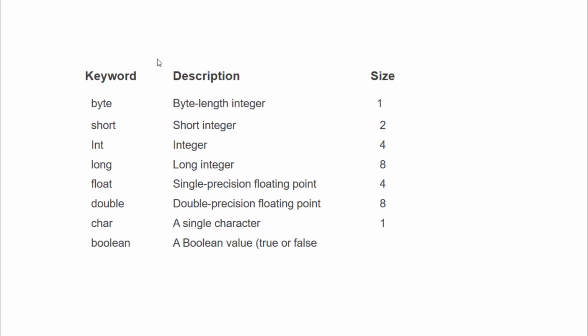7. The char. The char can hold only a single character, like upper and lower case letters, punctuation marks, or digits, all placed between a pair of single quotation marks. The 8th and final primitive data type, the Boolean. The Boolean can hold only 2 values, that is, true or false values.